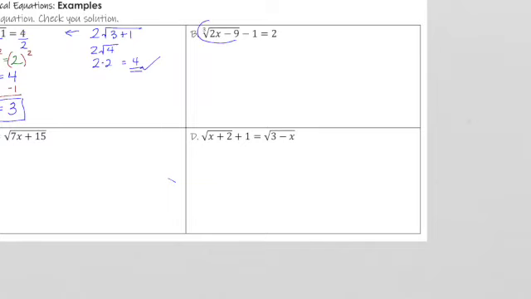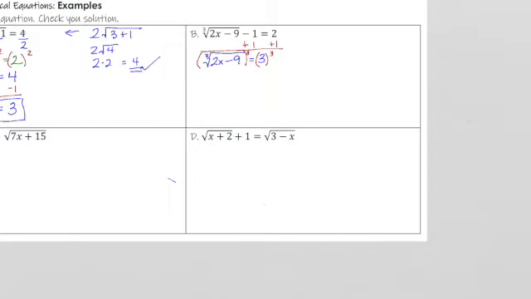So let's come over here to B, and here's the root. I need to get it by itself before I can get rid of it. So I have to get rid of this minus 1. So we're going to add 1 to both sides. So that gives me the cube root of 2x minus 9 equals 3. Okay, so the root's by itself, so let's get rid of it by taking both sides to the power of whatever that root is. That was a cube root, so I need to take it to a cubed power, or power of 3. That way it cancels the root.